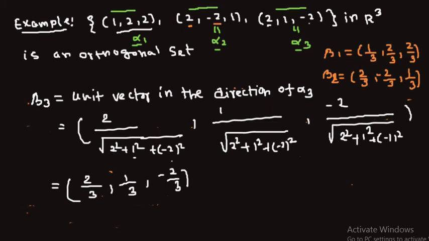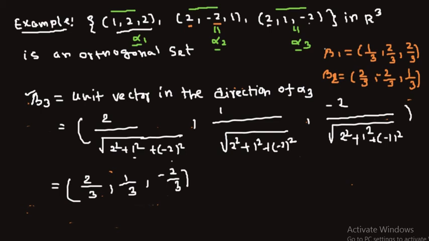So here are the 3 unit vectors. Beta 1 is a unit vector in the direction of the vector alpha 1, beta 2 is a unit vector in the direction of the vector alpha 2, and obviously beta 3 is a unit vector in the direction of the vector alpha 3. So we get a set of vectors. Let me write down the set.